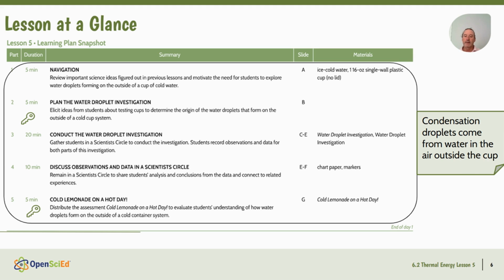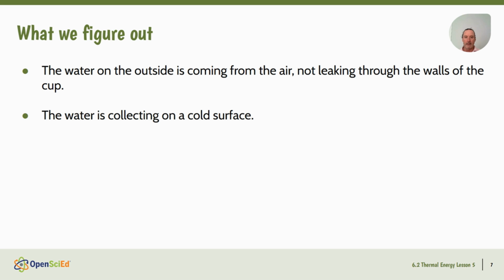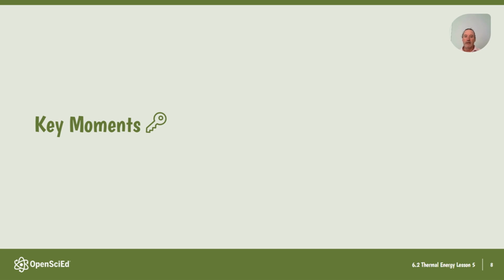And the bottom line is they figure out 1 major and 1 minor thing. They figure out that water on the outside of a cup is coming from the air and it's not leaking through the walls of the cup. And that condensation or water droplets tend to collect on a cold surface. This lesson is more about the thinking process than it is about the result. So let's look at a couple of key moments in this lesson.